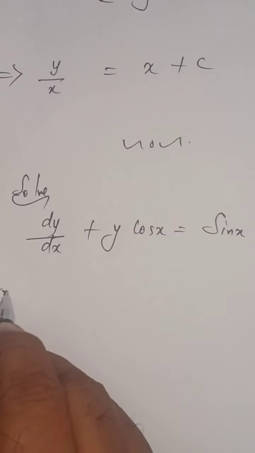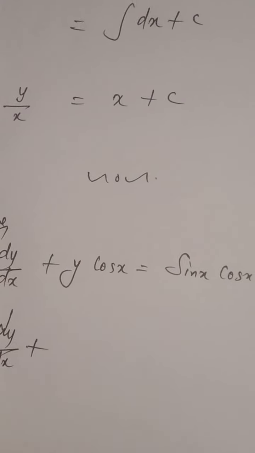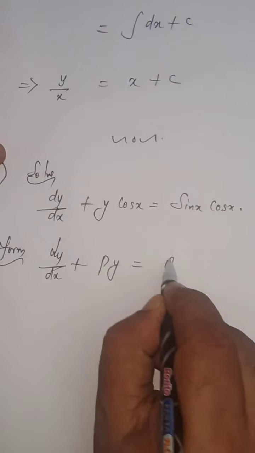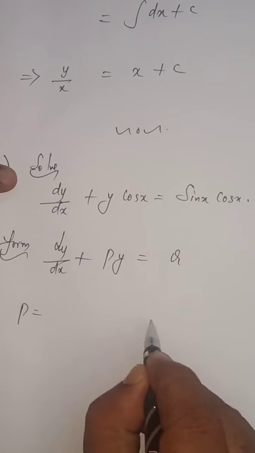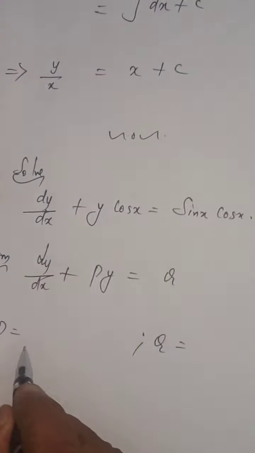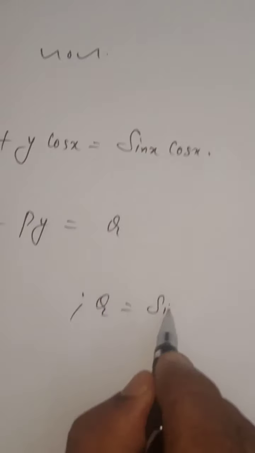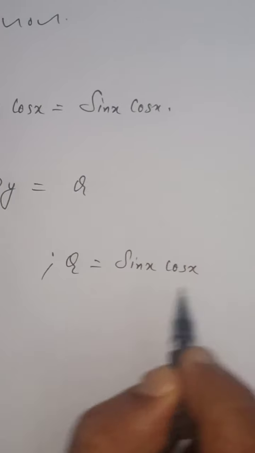Straight away we can write the form dy by dx plus py equals q. Here p equals and q equals. P is the coefficient of y. What is the coefficient of y? Cos x. And q is the right hand side term, that is sin x into cos x.